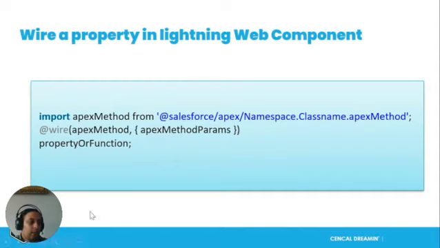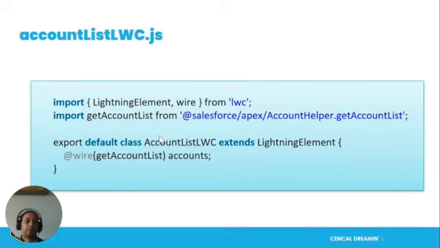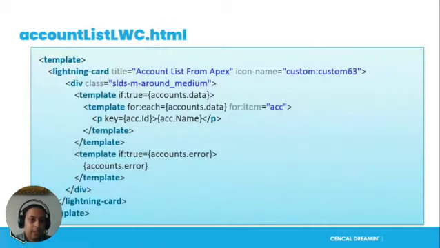So I import the Apex method. After that, I use @wire, and I put the Apex method here, and also if I have some parameters, we can add them. And this is our accountList Lightning Web Component JS file. And this is the accountList LWC HTML.